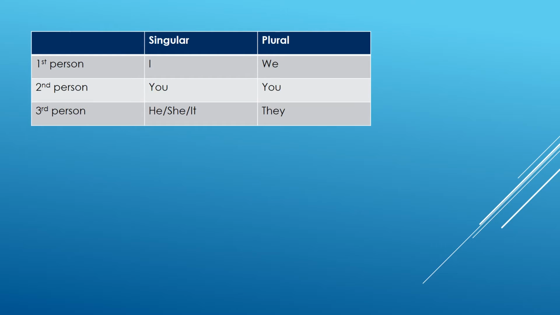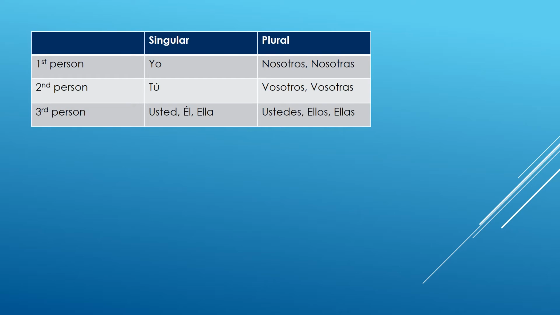So here we have first person, second person, third person, singular and plural in English. I, you, he, she, or it, we, you, they. Looks familiar, right? In Spanish, these are the subject pronouns that you will have to learn. Yo, tú, usted, él o ella, nosotros, nosotras, vosotros, vosotras, ustedes, ellos, ellas. So it's just a matter of memorization.